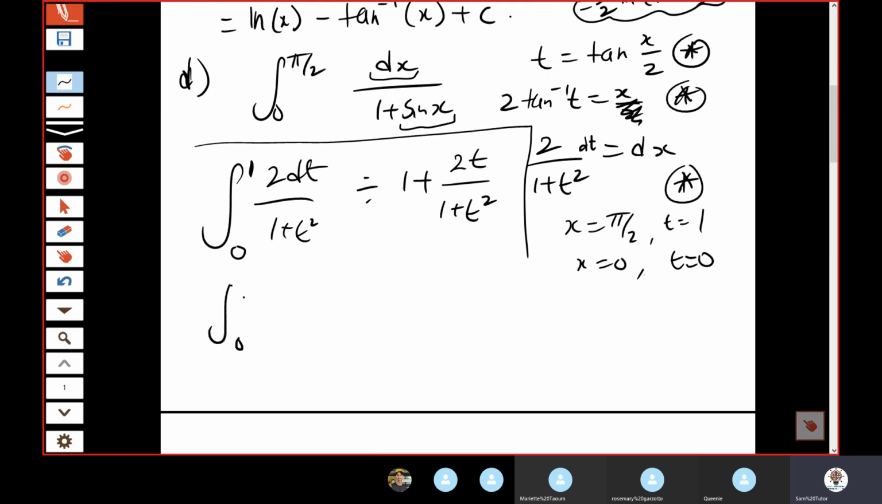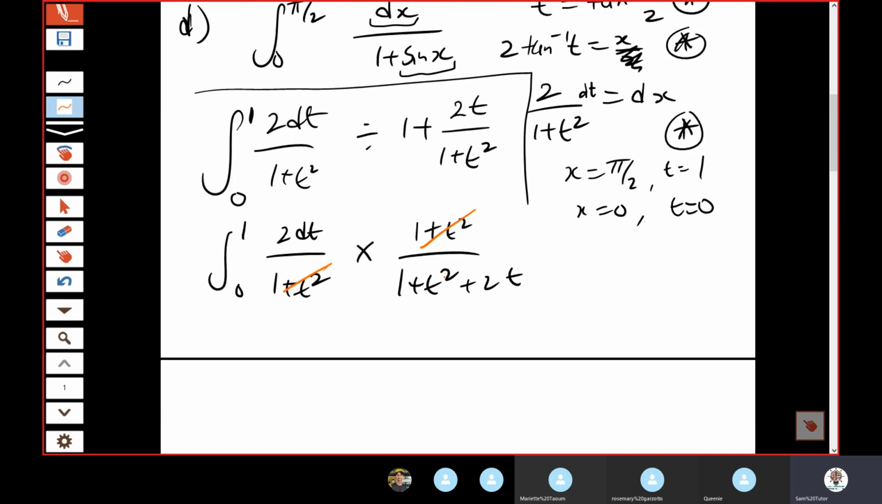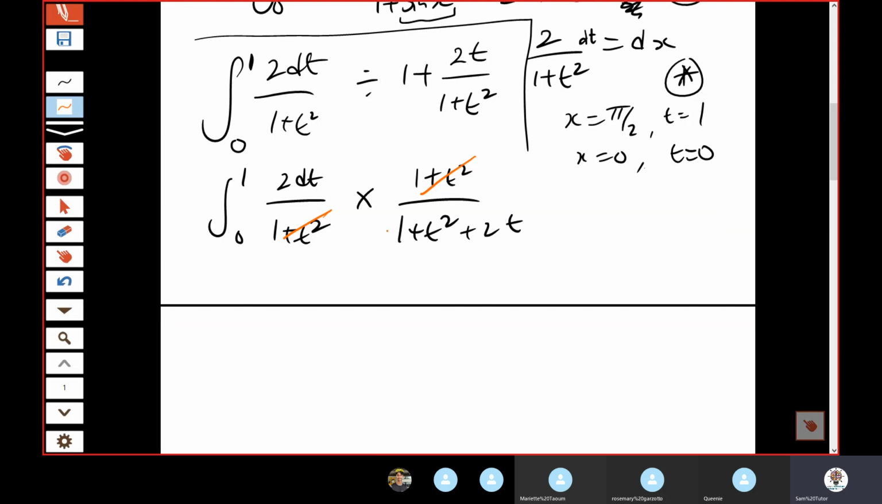So, integral from 0 to 1 of 2 dt on 1 plus t squared, common denominator and multiply. So, common denominator and cross multiply. So 1 plus, sorry, reciprocal. And then common denominator, 1 plus t squared plus 2t. So, common, multiply that and then flip everything. Cross, cross. And then we're at the finishing touches. Any questions at this stage?